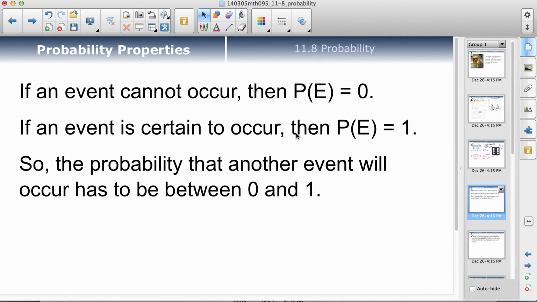Okay, so the probability that an event cannot occur would be 0. The probability that it's certain to occur would be 1.